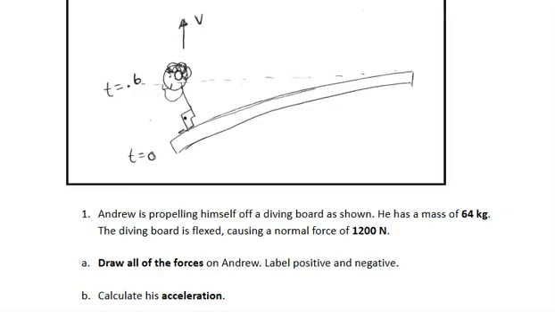All right, so Andrew is propelling himself off a diving board. You know his mass. And the diving board is flexed. This dashed line is where it wants to be. And since it's stressed, it's exerting a normal force of 1,200 newtons. So the first thing you do is draw all of the forces.